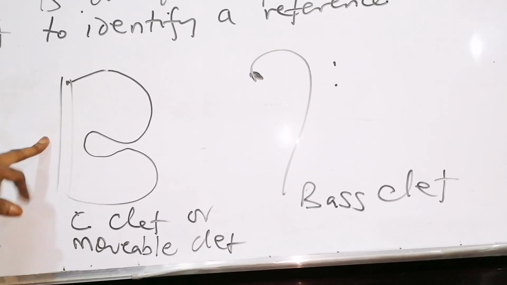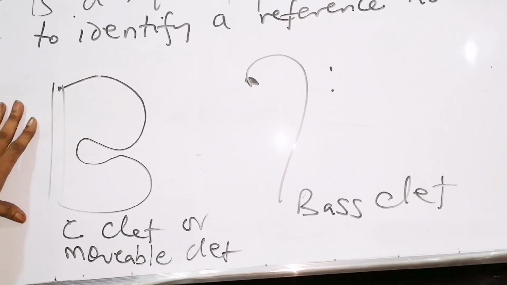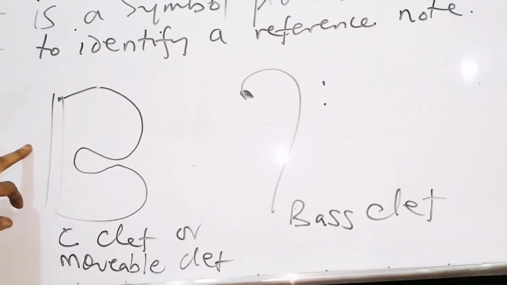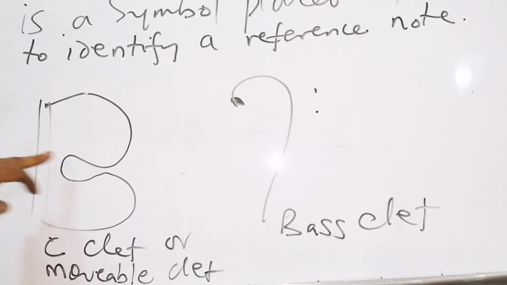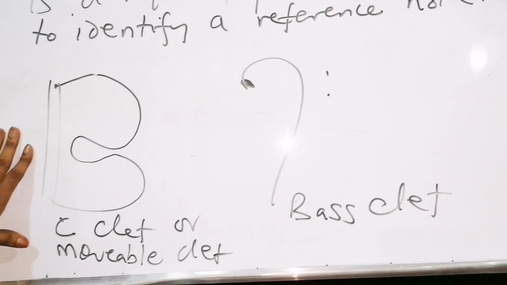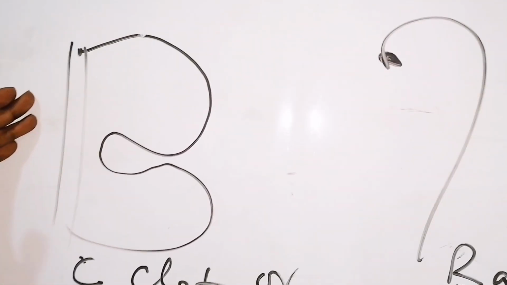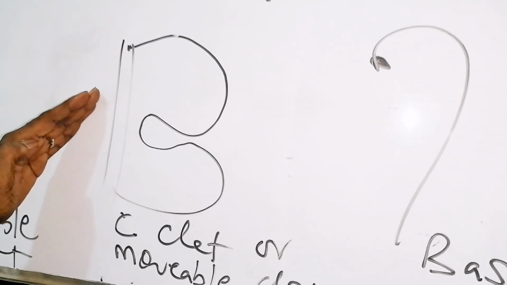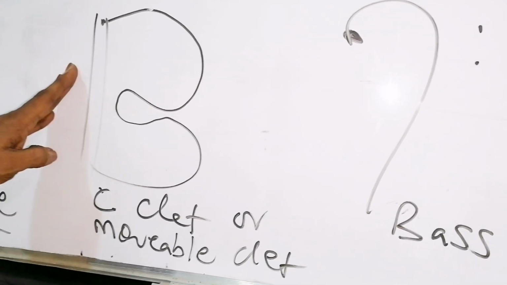I will explain that when I place this on the stave. That means this can be moved. Wherever the middle C touches will determine which clef it represents. The movable clef can be used as alto clef, as tenor clef, as baritone clef. I will soon illustrate that.